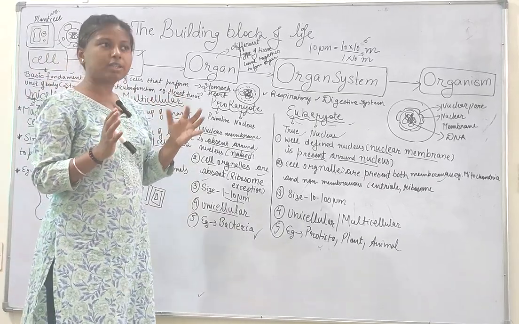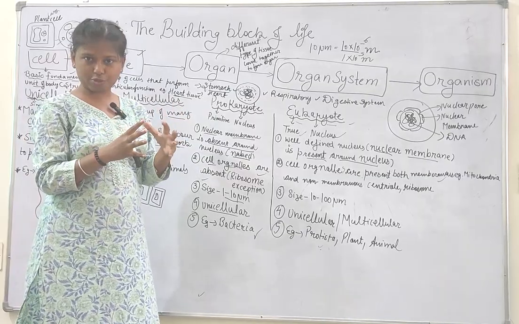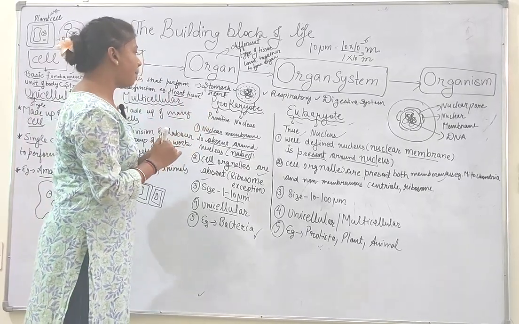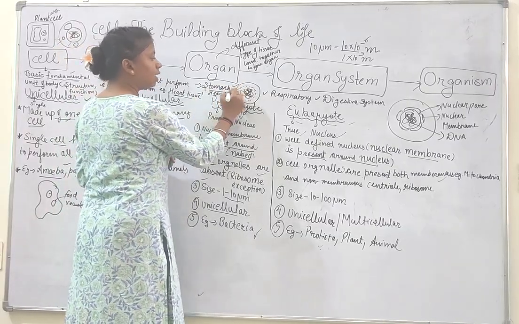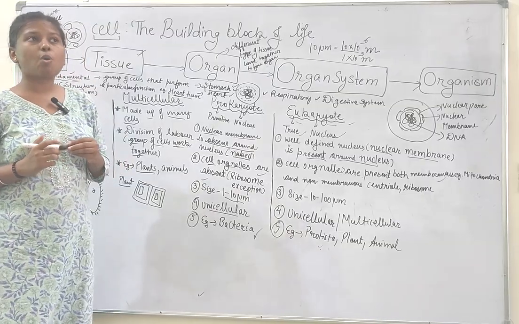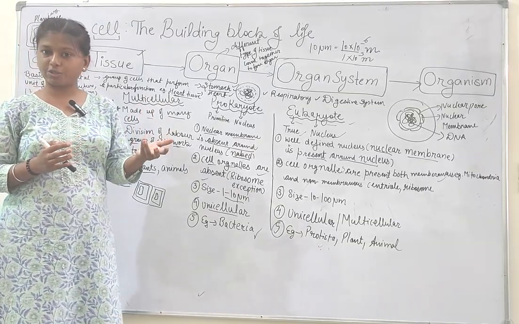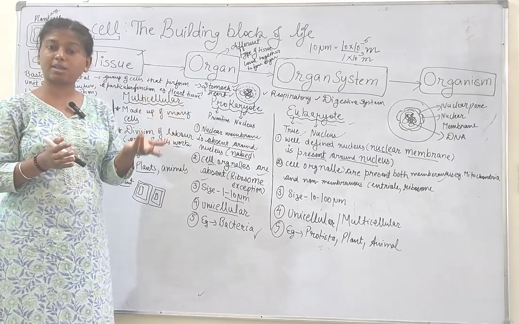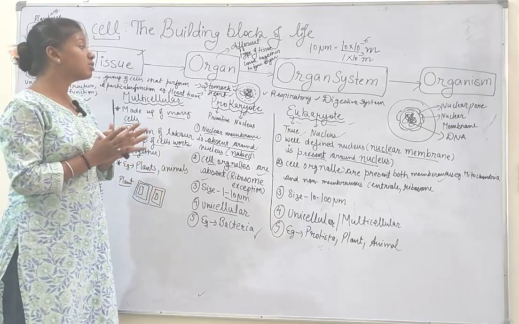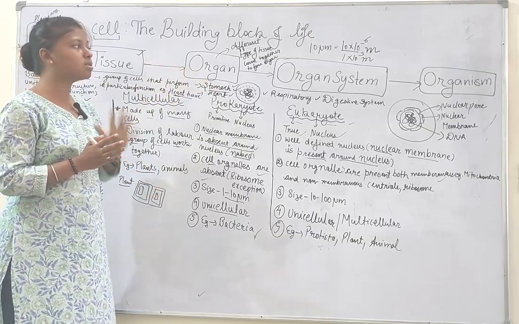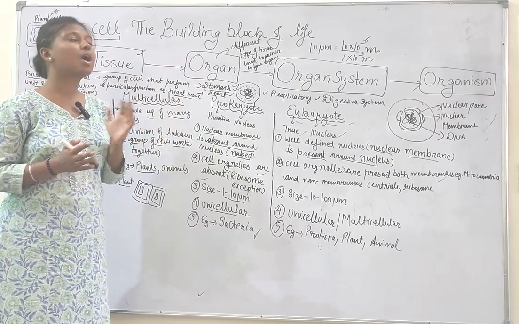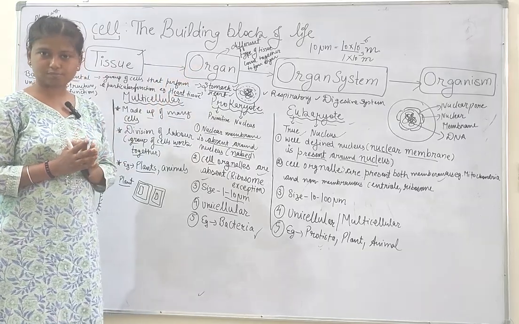And next is the organ. In an organ, various different types of tissues come together and perform various different functions. For example, stomach, heart. The stomach helps in food digestion, the heart helps in blood pumping, the kidney helps in excretion, urea formation. So there are different organs present in the human body or animal body, right? And they perform various different functions.